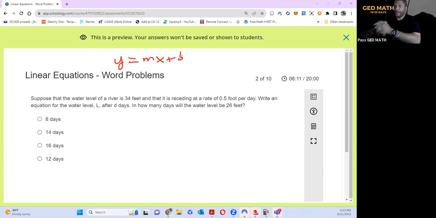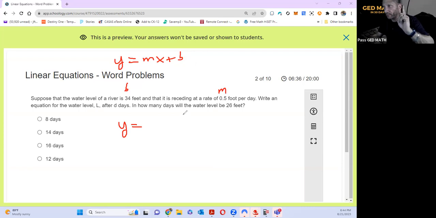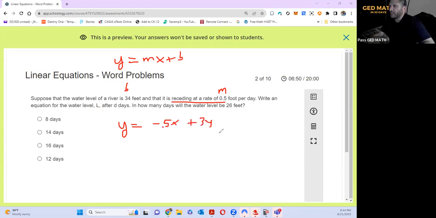To get your equation, what's not going to change is your b, and whatever's going to change is your m. So tell me from this word problem, what's your m and what's your b? My m would be 0.5. Your m is 0.5. What's your b? It's 34. So we're going to fill that in. Now, this is what's important. It says receding rate of 0.5. Receding means negative. So y equals negative 0.5x plus 34.